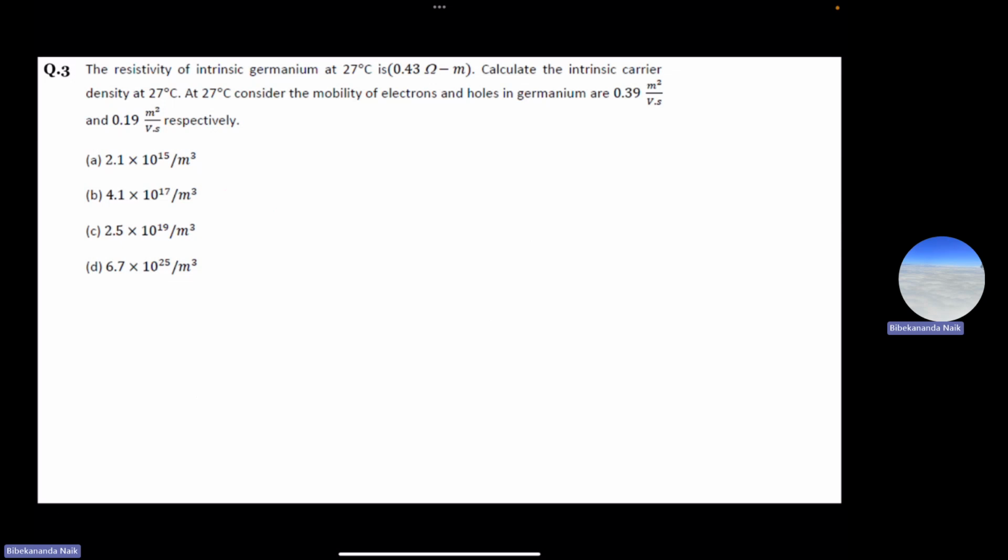The options are option A 2.1 into 10 to the power 15 per meter cube. Option B 4.1 into 10 to the power 17 per meter cube. Option C 2.5 into 10 to the power 19 per meter cube. And option D 6.7 into 10 to the power 25 per meter cube. So I'll give a few minutes to try this question, and then I will discuss how we will solve this question.